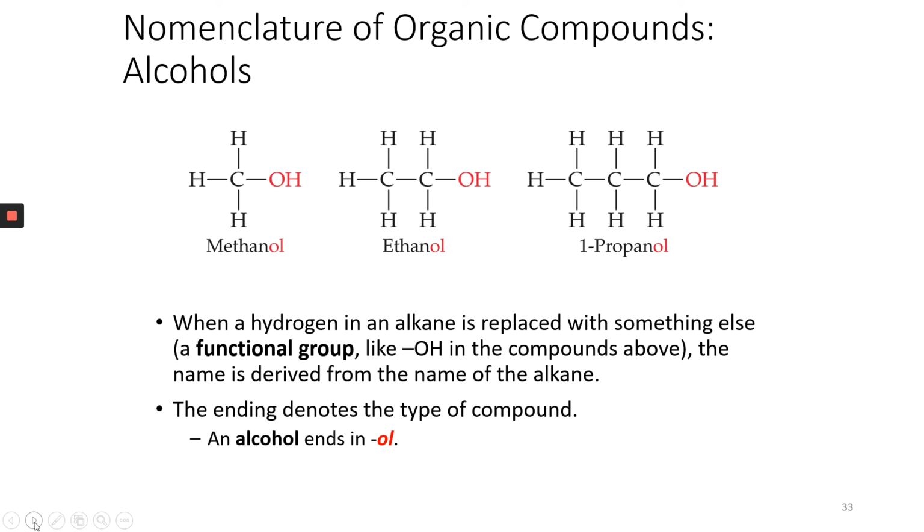So instead of having all your carbons bonded to hydrogens, if you have one of them bonded to an OH group, a functional group, then they become alcohols. So instead of ane, you have to add this OL for an alcohol. Alcohols end in OL. The prefixes are still the same. So this would be methanol, ethanol, and propanol. Okay.